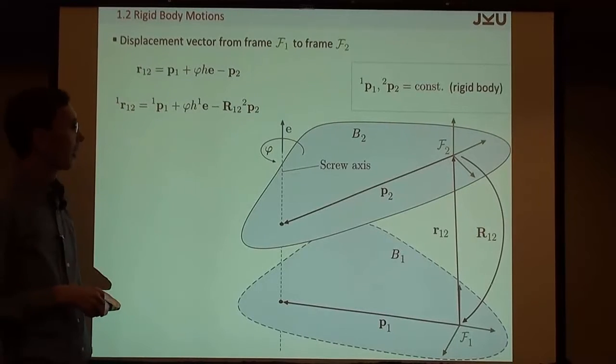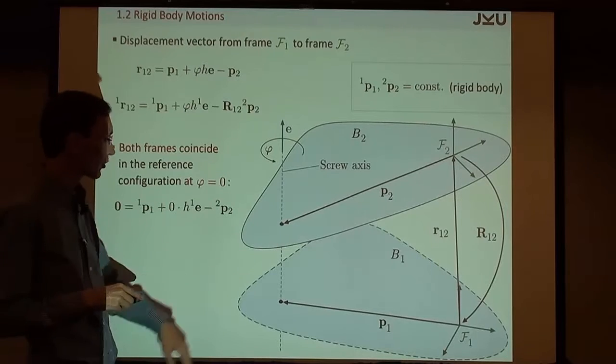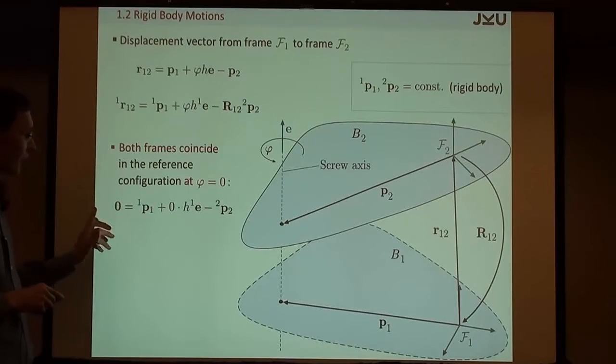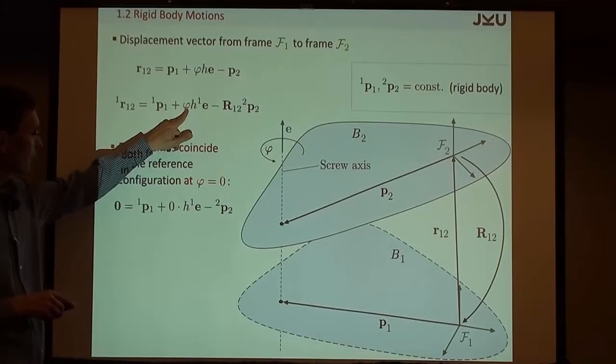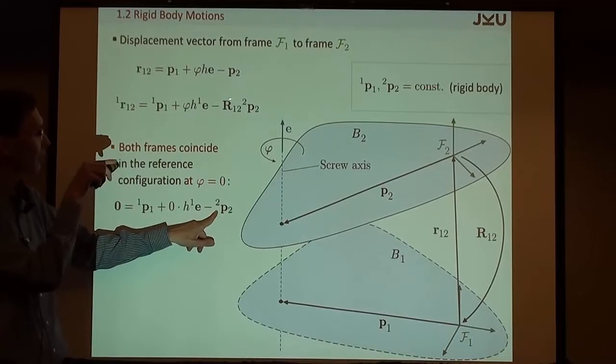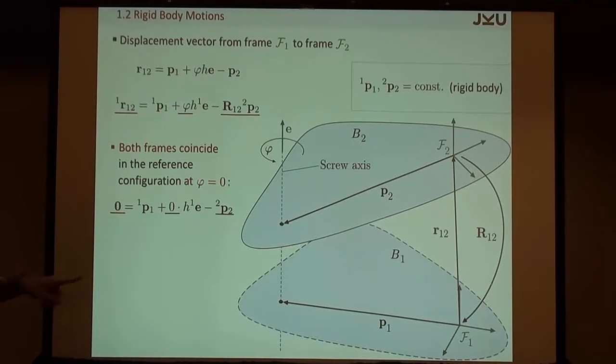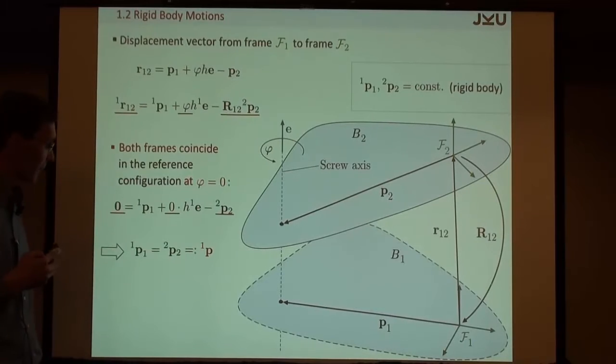And initially, I was saying, all these frames coinciding. What does it mean? Coinciding means that for phi equals 0, this becomes 0. What else? The rotation matrix becomes the identity. That means that we're left with this equation. That makes sense, because what it actually says is that P1 expressed in 1 is the same as P2 expressed in 2. And let's call that P expressed in 1.